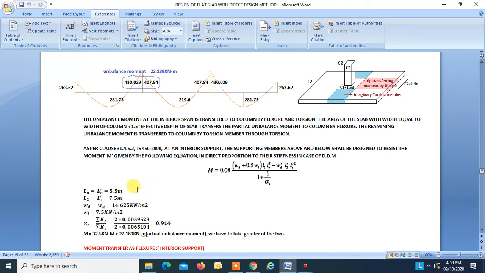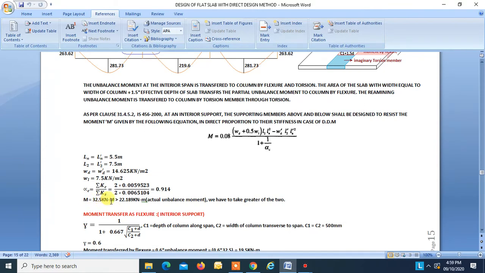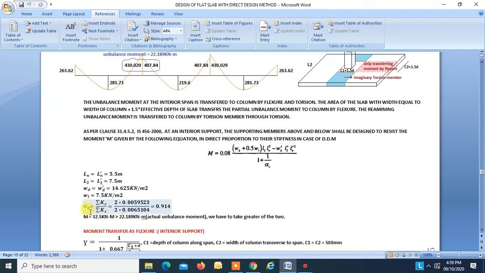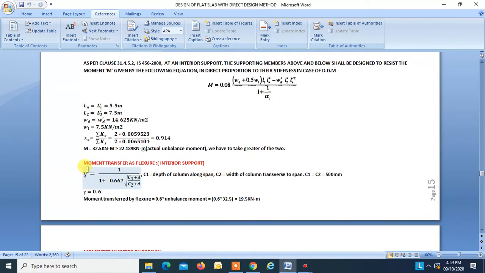Okay, so putting all this into the formula, with alpha C found to be 0.914, we get the moment equal to 32.5, which is greater than 22.189. Okay, so we will have to consider this. Now we will have to transfer this moment to the column according to the stiffness, as flexure. Okay, interior support. We are taking interior support.